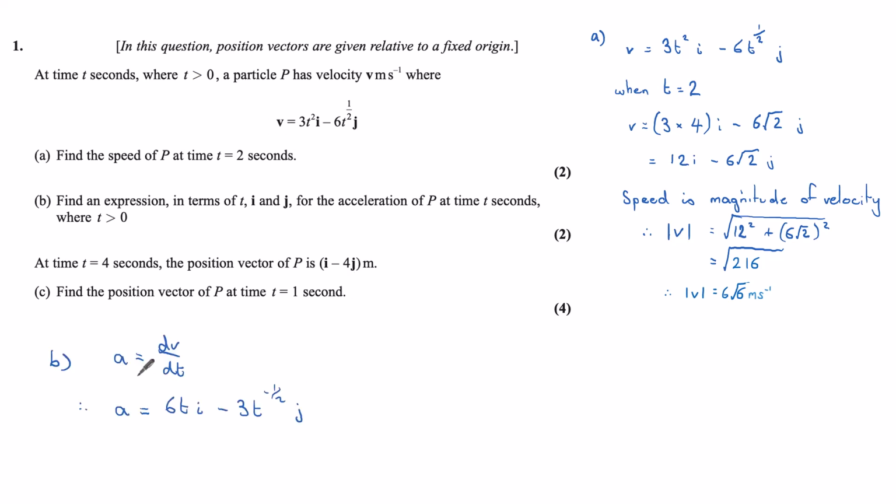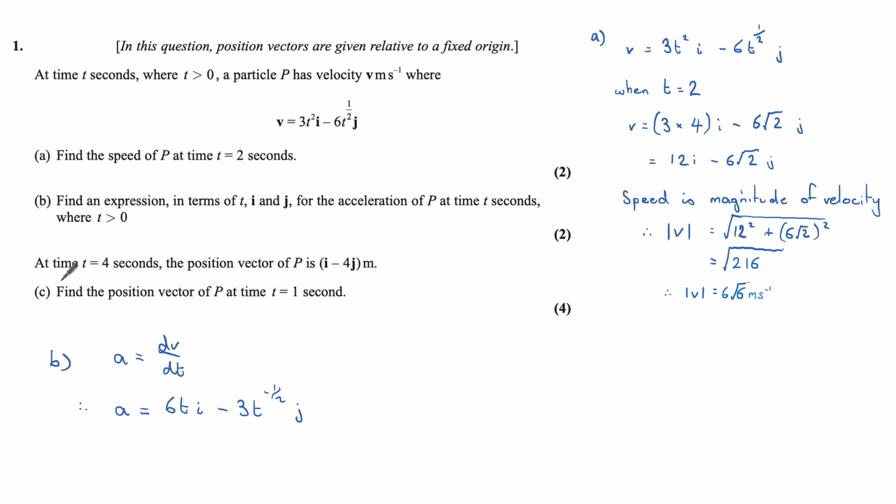So our acceleration, being the derivative of velocity, differentiating, multiply by the power, and then subtract 1 from the power, gives us 6ti. A half times 6 is 3, so we have −3t^(−1/2). A half take away 1 is minus a half. So here is our acceleration in terms of t, i and j.